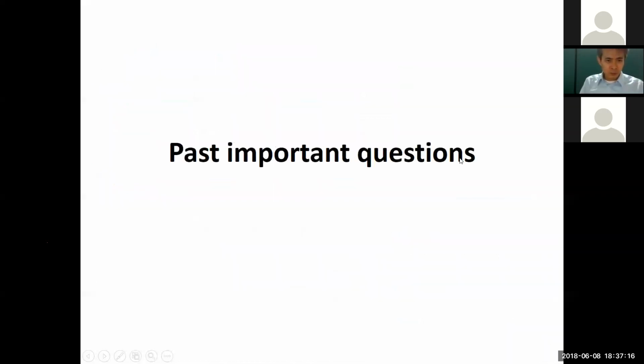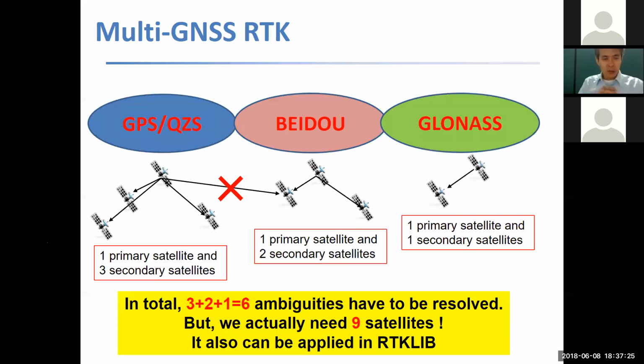Okay, so let's go to the past important question that I already talked about. Multi-GNSS RTK is very popular nowadays. Most receivers include an RTK engine, and these RTK engines use multi-GNSS: GPS, QZSS, Beidou, GLONASS, and of course Galileo.